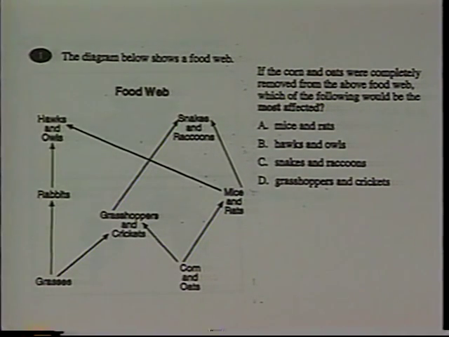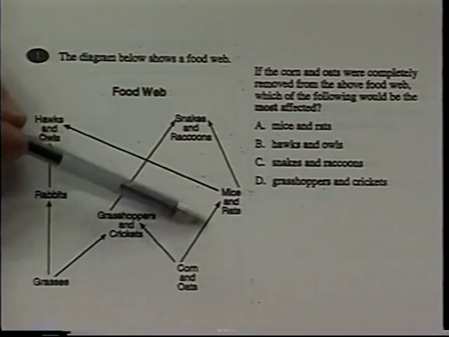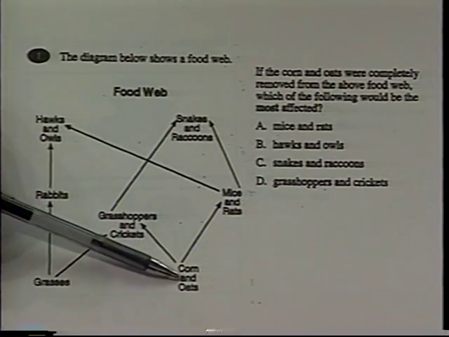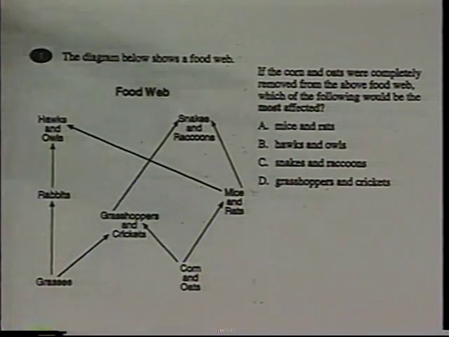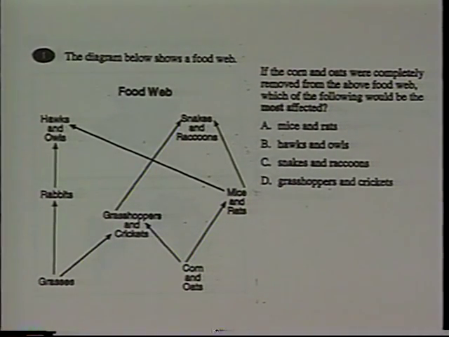According to this food web, the grasshoppers feed on grass too. So they still have food. According to this little food web diagram, the only thing that mice and rats eat are corn and oats. So they rely on that. So if you took the corn and oats away, there would be no mice or rats. They're going to starve to death.